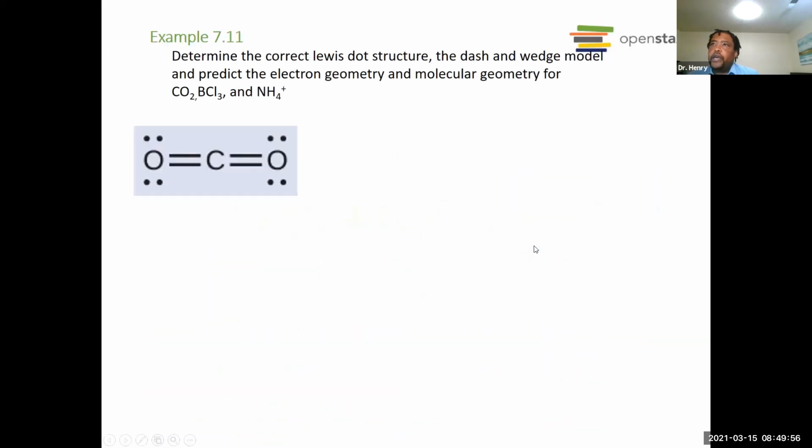Good job. Okay. Determine the correct Lewis dot structure. The dash wedge model can predict the electron geometry and the molecular geometry for CO2, BCl3, and NH4 plus. I did the first one for you. I did the Lewis dot structure. So what would be the dash wedge?